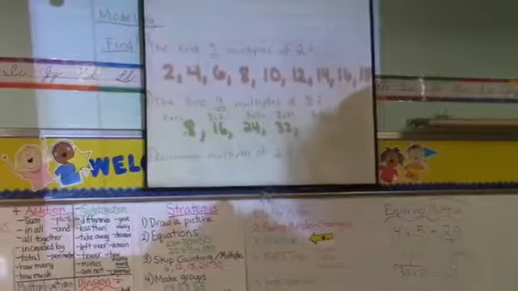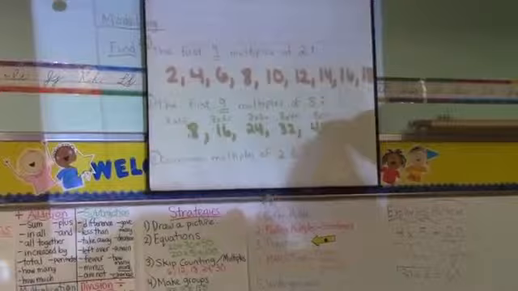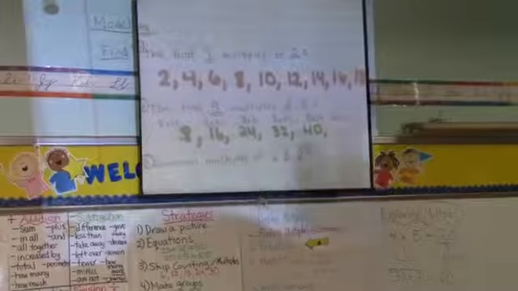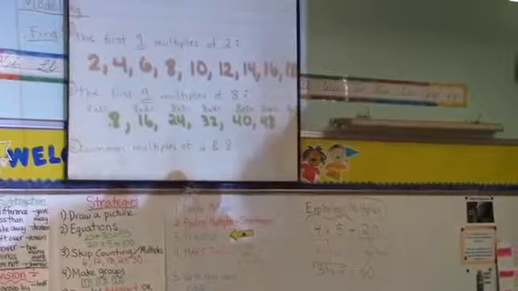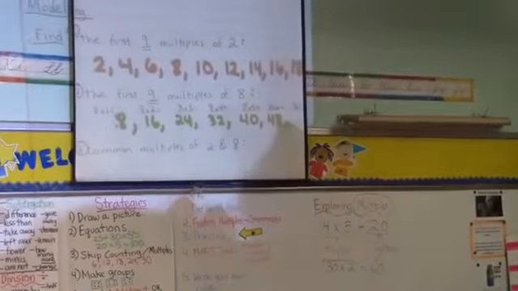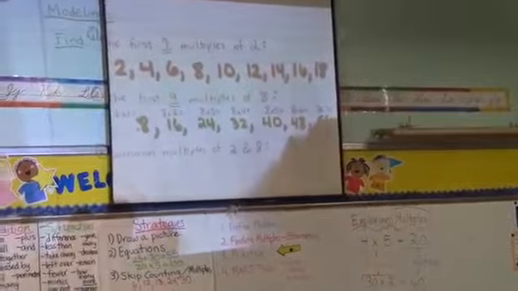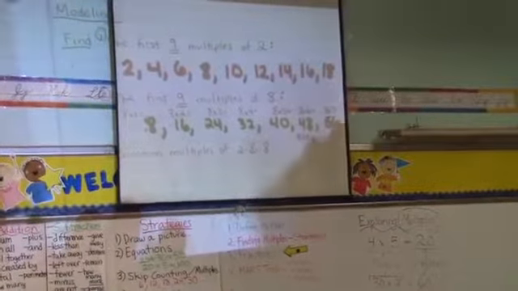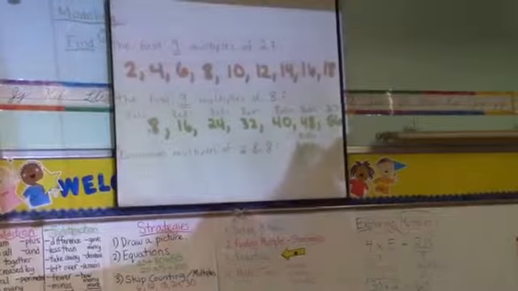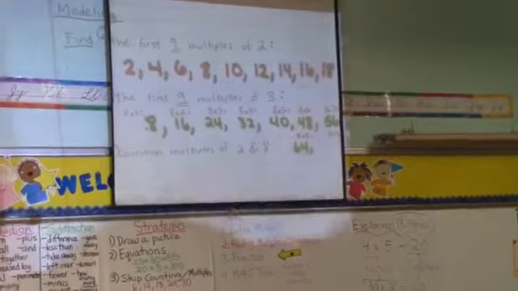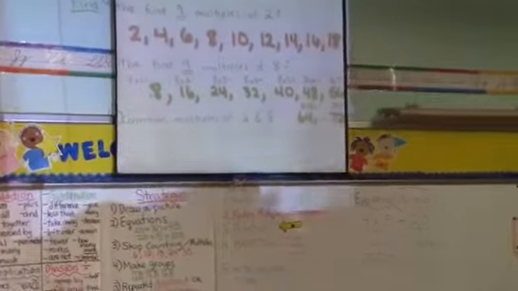8 times 5 equals 8 times 6 equals 48. 8 times 7 equals 66. And then I'm going to finish them off over here, okay? 8 times 8 equals 64. And lastly, 8 times 9. 72.